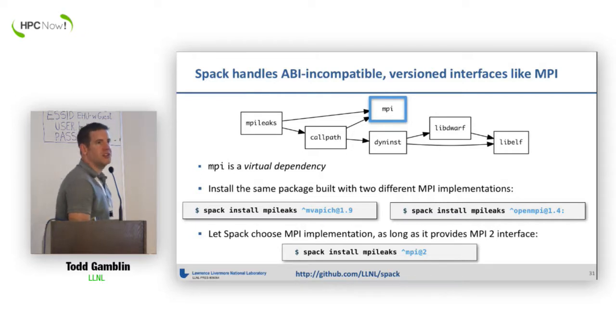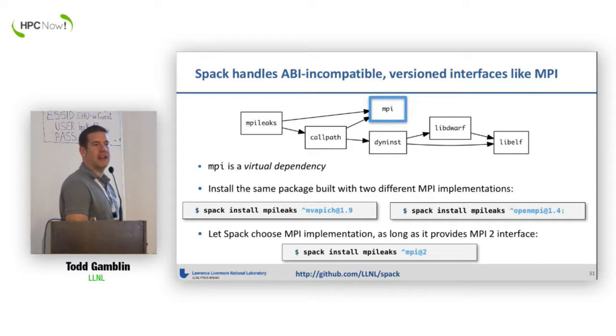One distinction between Spack and the virtual dependencies in things like Debian is that we actually version them. And so in the package file, I can say that mvapich at 1.9 provides MPI at up to version 2. And so depending on the version of the package, you can provide different versions of the MPI interface.